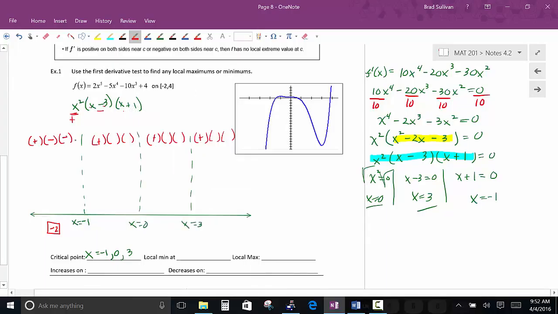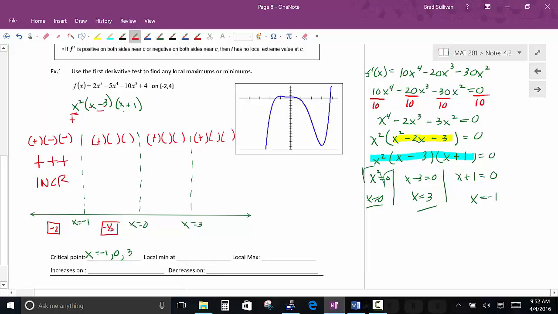Negative. You guys see what I'm doing? Do that in your head. -2 minus 3 is negative. -2 plus 1 is negative. Positive times negative is positive. So that means the function increases. Okay, you guys okay with me just doing that in my head? You do the same thing. Now let's take a test point between 0 and -1.